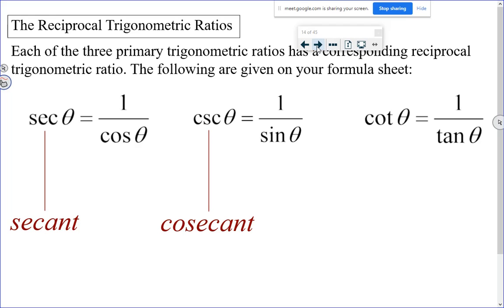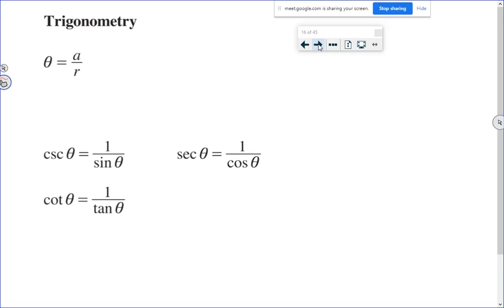Cotangent theta is the reciprocal of tangent, and we do abbreviate that. When we say it, I will very often say cotan theta rather than cotangent. These you don't need to memorize. They are on your formula sheet, but I want to point something out to you that it may be obvious to some of you and it may not be.